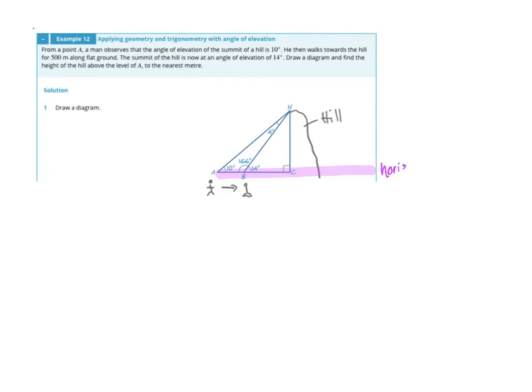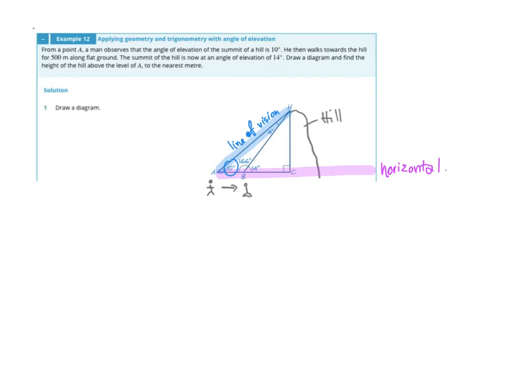So that was the horizontal line. And because there were two scenarios, this is first his line of vision at the start, which was 10 degrees, and then when he walks in closer, his line of vision is 14. Now, they tell us that he walks towards the hill 500 meters.